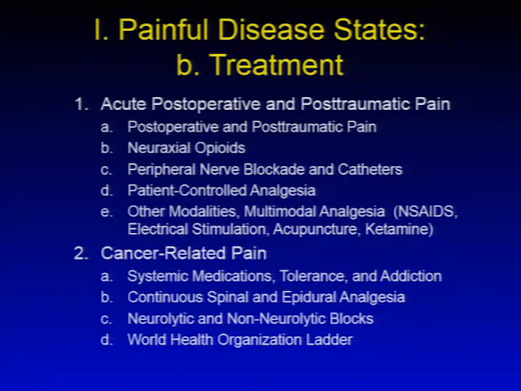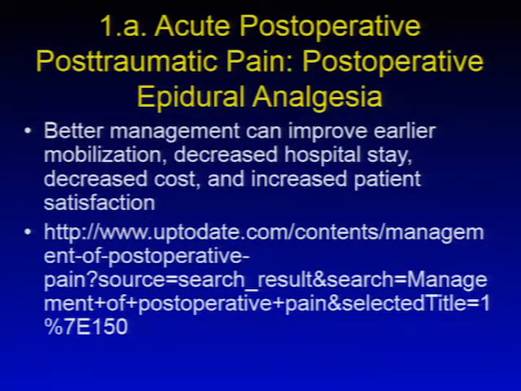So we've identified a number of pain states, and now we're going to shift to painful disease states and how to treat them. So what we'll do is go through a lot of the acute postoperative pains, the post-traumatic pains, and cancer-related pains, and discuss a lot of the different methods by which we treat pain. Beginning with acute postoperative post-traumatic pain, one of the things that can be done to help in various cases is postoperative epidural analgesia. This can be associated with improved earlier mobilization, increased patient satisfaction, and often decreased cost.